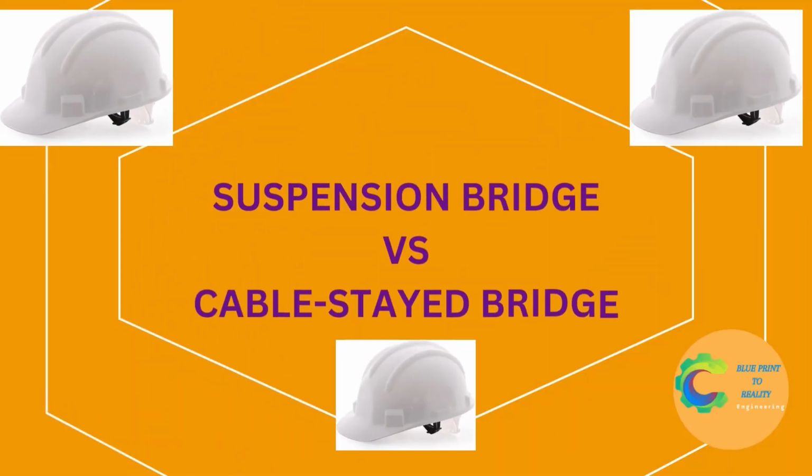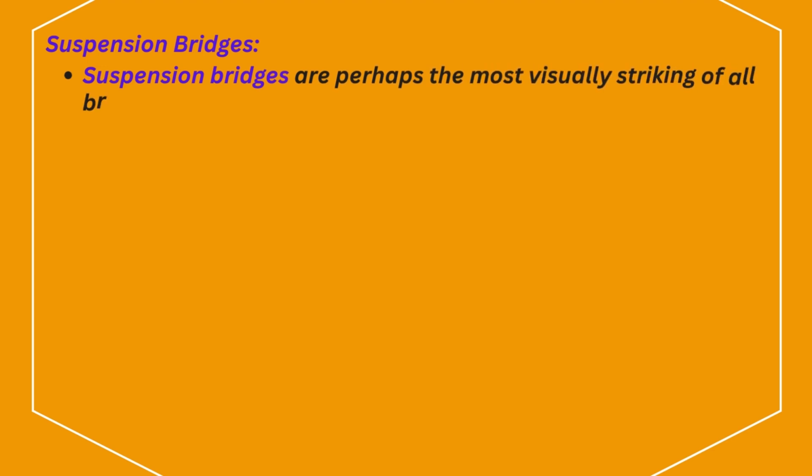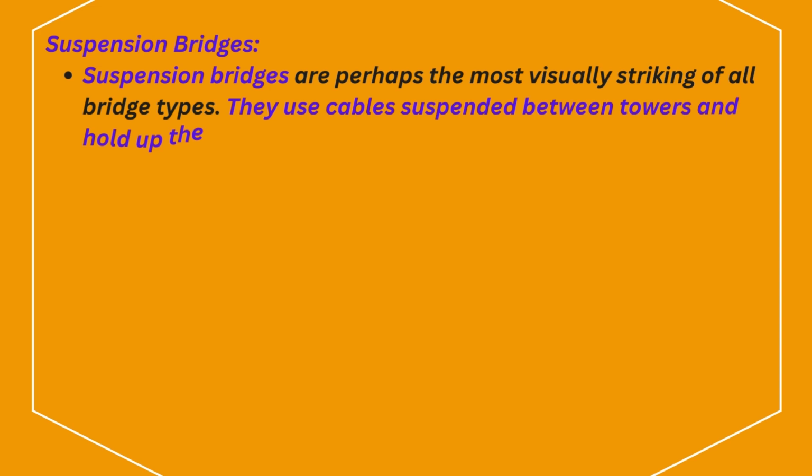Today, we're diving into the fascinating world of bridge engineering, specifically comparing two iconic types of bridges, suspension bridges and cable-stayed bridges. Let's explore what sets them apart. Suspension bridges. Suspension bridges are perhaps the most visually striking of all bridge types. They use cables suspended between towers and hold up the bridge deck with vertical suspenders.